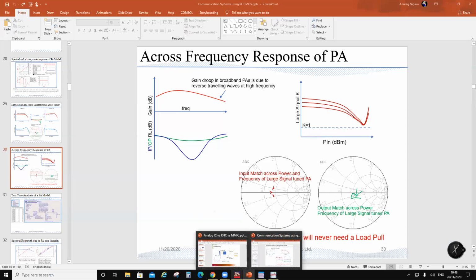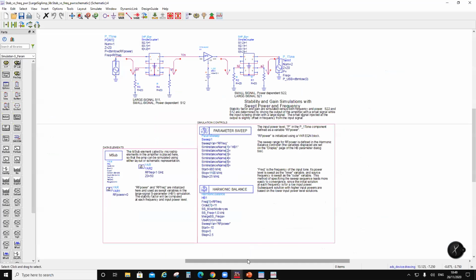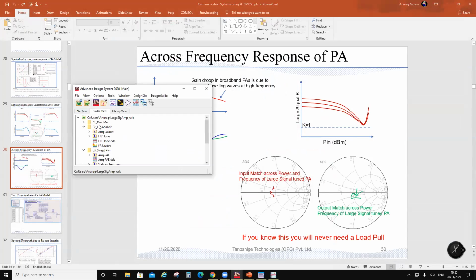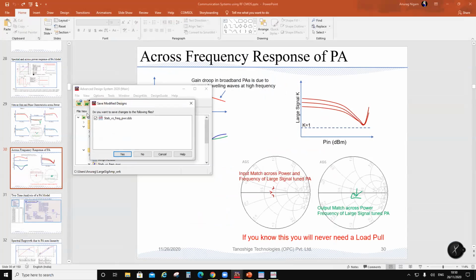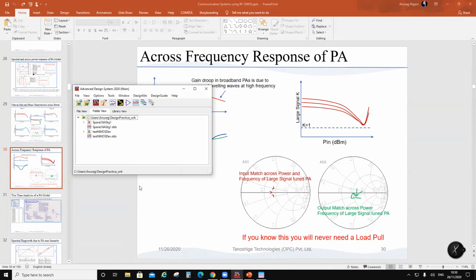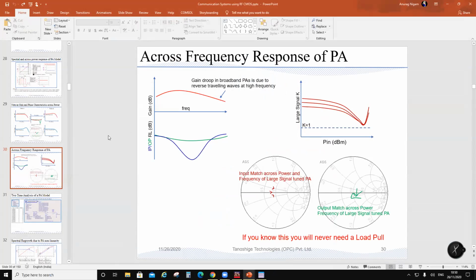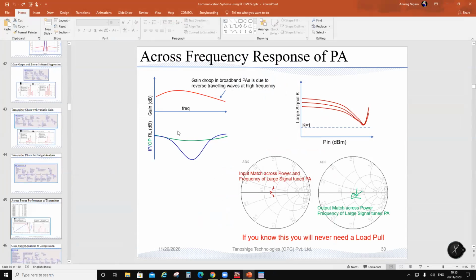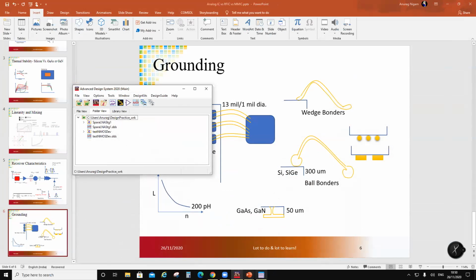Okay, so let's go back. Have I answered your question? Yeah, you did. Yeah, thanks. Okay, so I'm going to close this example and go back to my example. Close workspace, and then design practice. Okay, we were on an LNA, we'll go back to our LNA.